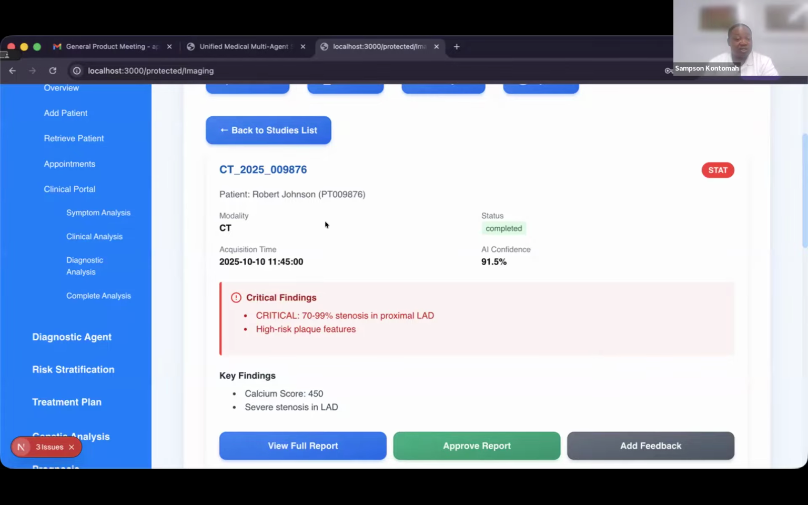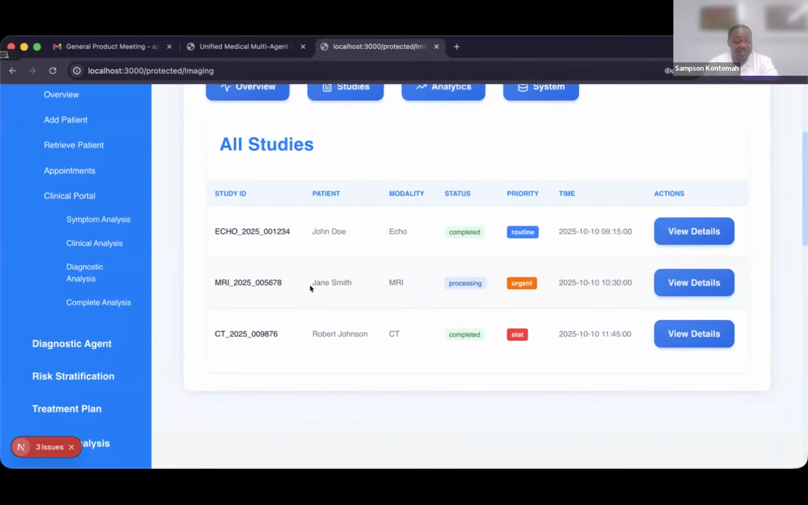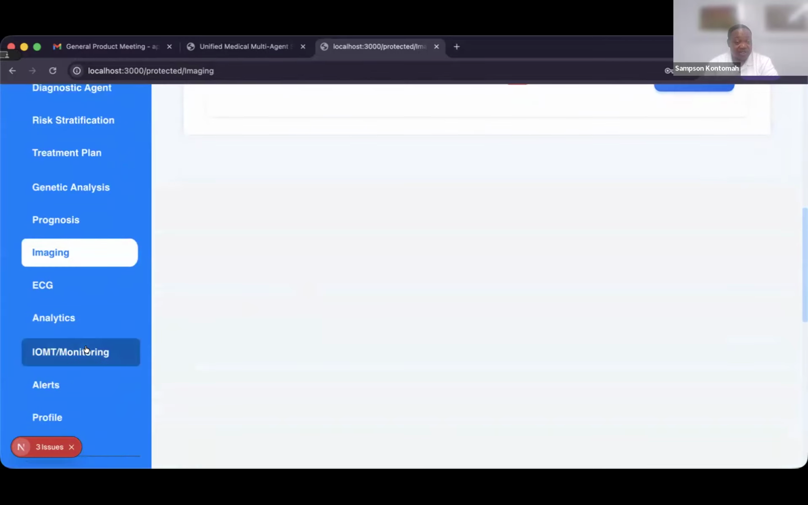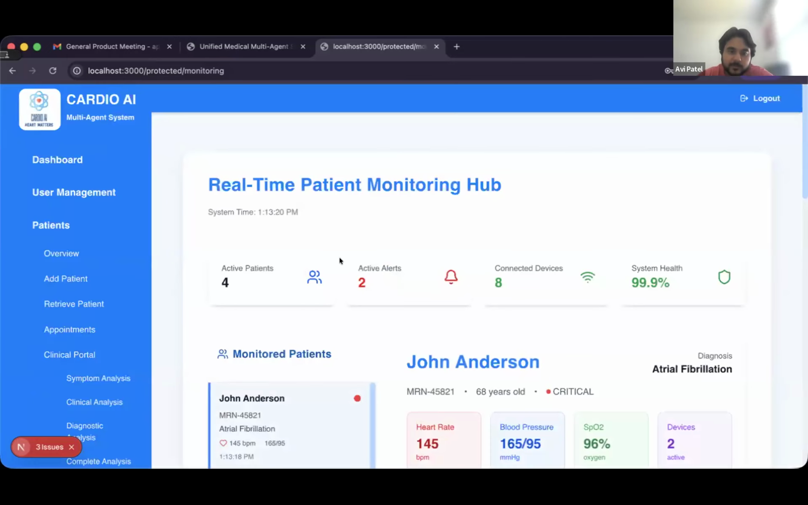So let's move on to the next section on that tier 3, which is the Internet of Medical Things. So you can move straight to the Internet of Medical Things dashboard. All right, so this will be our real-time patient monitoring hub. Currently, we have 4 active patients and then 2 active alerts and the total devices that have been connected.